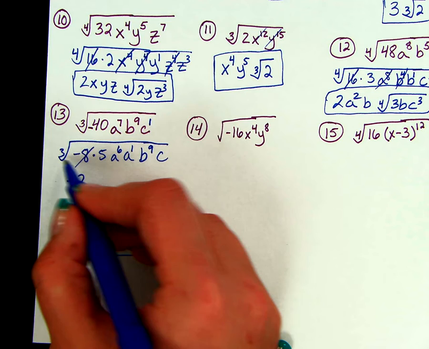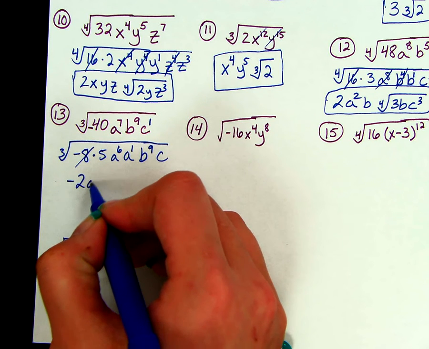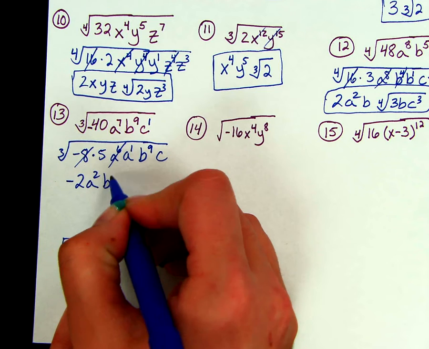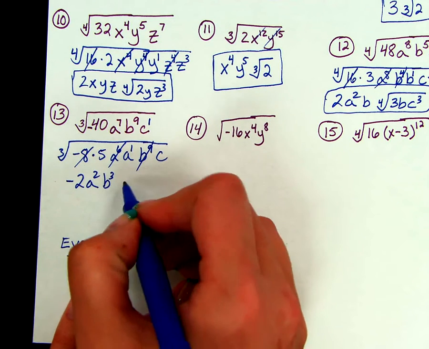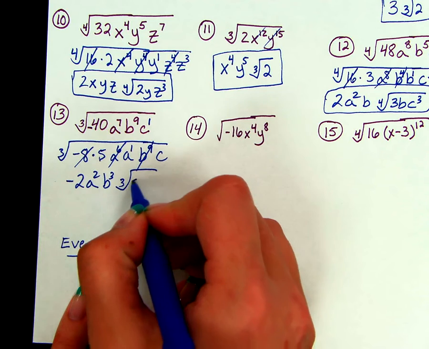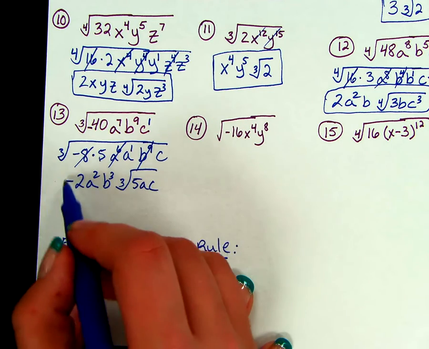And then 6 divided by 3 is 2, so this will be a squared. And then 9 divided by 3 is 3, so b cubed. And then everything else is still inside that radical. So we have the cubed root of 5ac. Final answer.